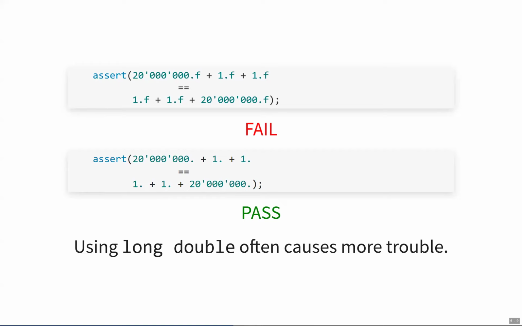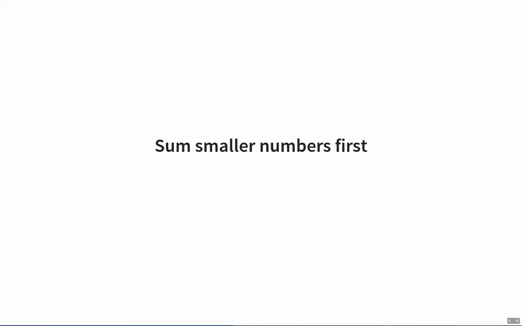So, you know, go from float to double. Don't go from double to long double unless you really need to. Okay, let's move on. Another idea: if you are doing addition and only addition, you can sum up the smaller numbers first.